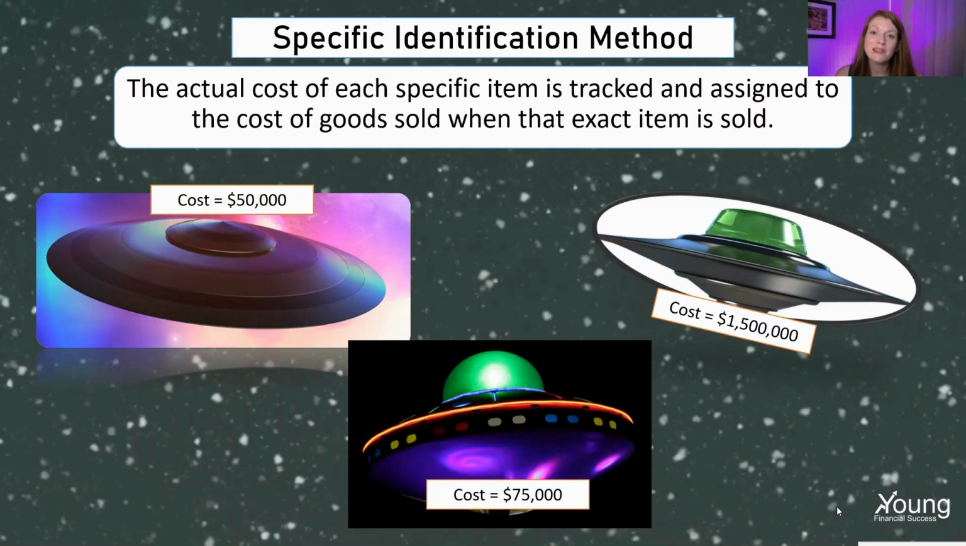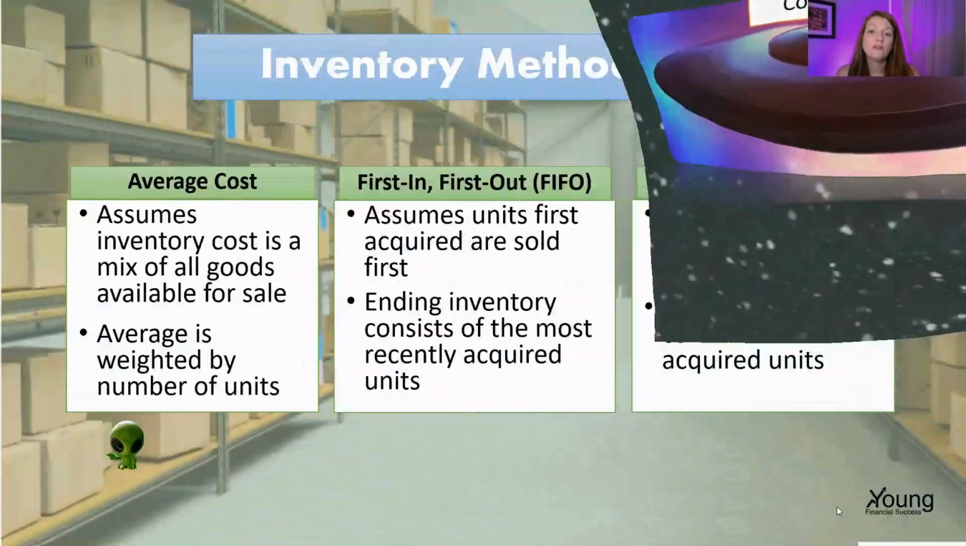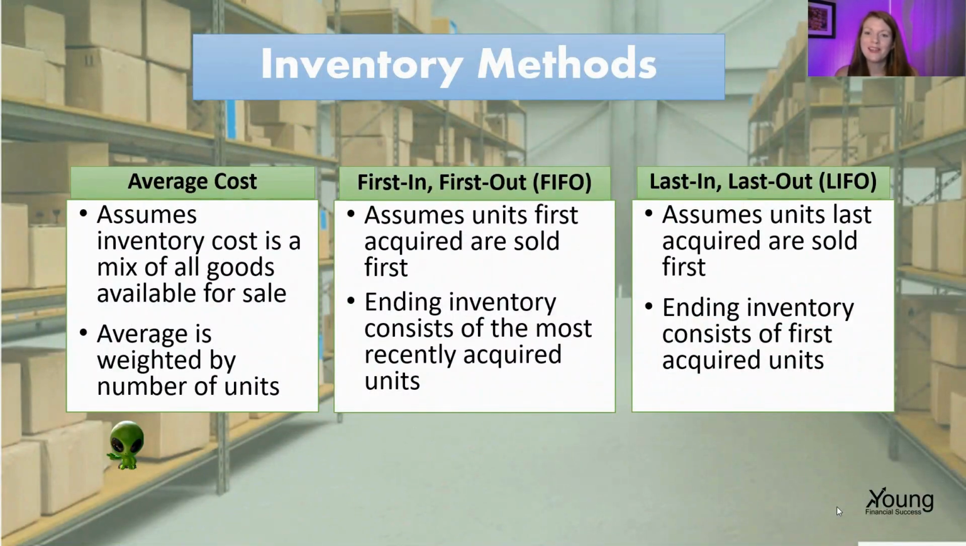So, yeah, a more relatable example would be cars. So, if you've got a car lot and you're selling a Lamborghini and a Kia, well, those prices are going to vary a lot. We can't just average those out. So we would use specific identification. But if it's not something large that has a serial number that's really easy to track, we're not going to use specific identification. So this is all we're going to talk about with specific identification right now in this chapter. So let's move on to the other three methods that we'd be way more likely to be using.